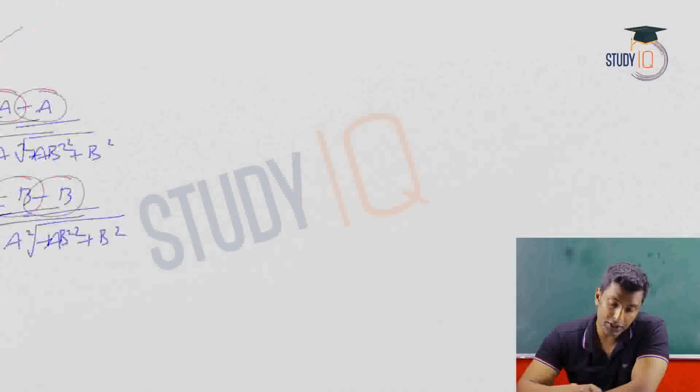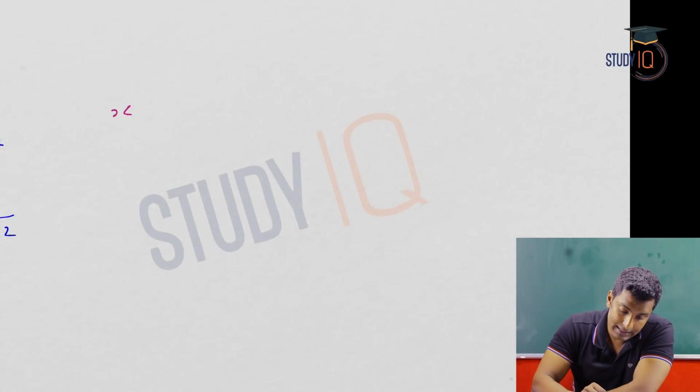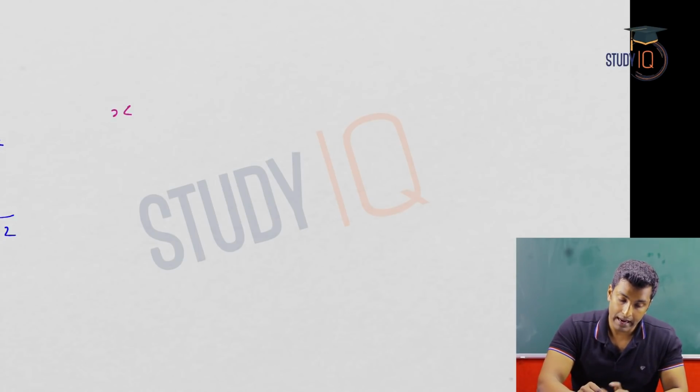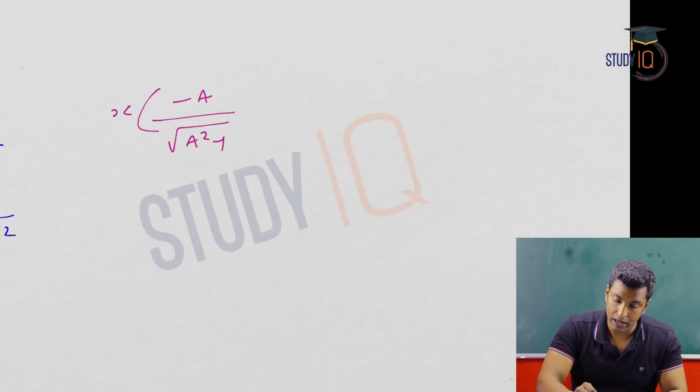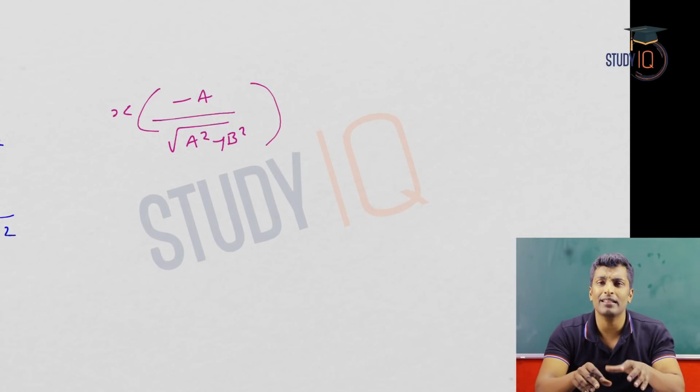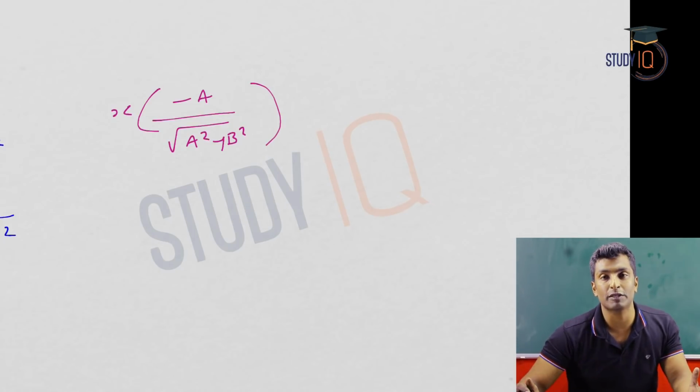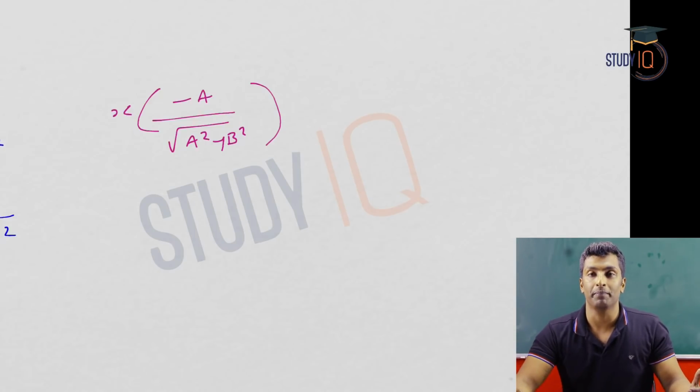Once you substitute, x into cos alpha was in terms of b, so minus a divided by root of a square plus b square. See, remembering these will not give you much problem. How you got it is the problem, right? And nobody will ask you how you got it during the exam.